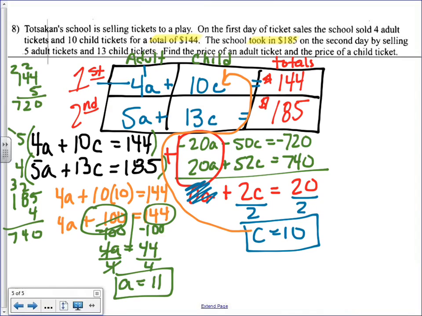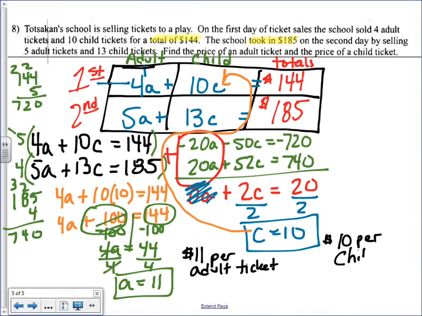All right, but again, I'm not quite done because I need to decipher what my variables mean. So let's figure out A first. So A is 11. What does A represent? Well, A is adults. But is it adult tickets, adult money? What are we talking about? What about 11? So, again, the question is find the price of an adult ticket and the price of a child's ticket. So that would mean $11 per adult ticket. And then C is 10, so that means $10 per child ticket.